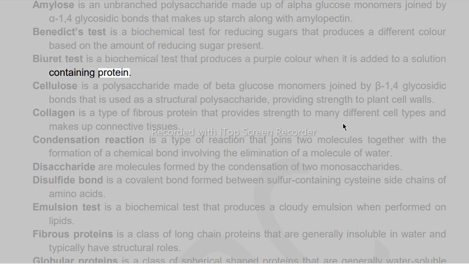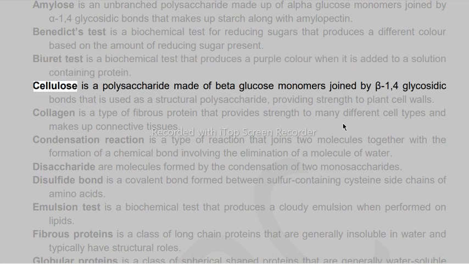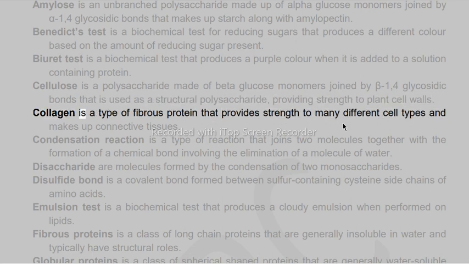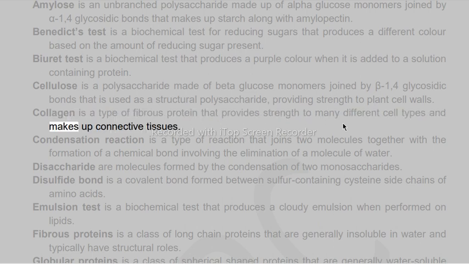a solution containing protein. Cellulose is a polysaccharide made of beta-glucose monomers joined by beta-1,4 glycosidic bonds that is used as a structural polysaccharide, providing strength to plant cell walls. Collagen is a type of fibrous protein that provides strength to many different cell types and makes up connective tissues.